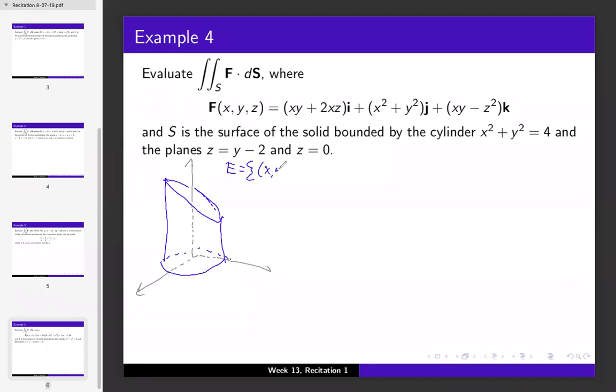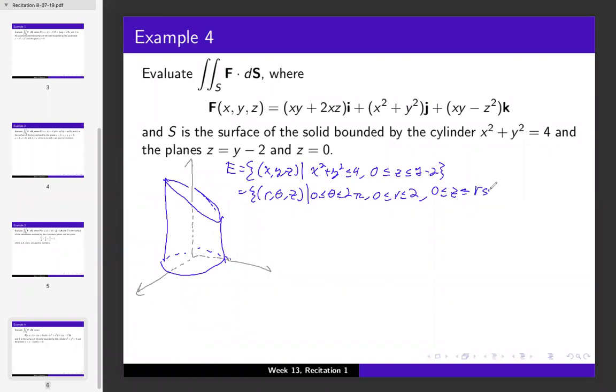In this case, you can talk about it as all x, y, and z, so that x squared plus y squared is less than or equal to 4, and z is between 0 and y minus 2. Or you can write it in cylindrical coordinates as all r, theta, z, so that theta is between 0 and 2 pi, r is between 0 and 2, and z is between 0 and r sine theta minus 2.